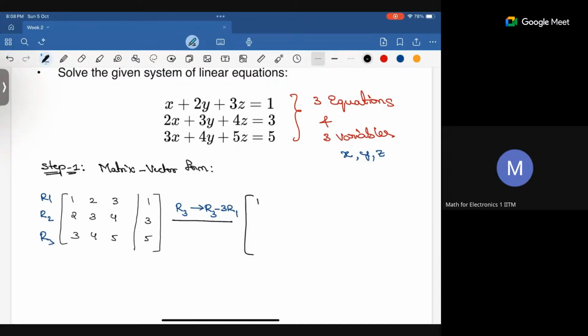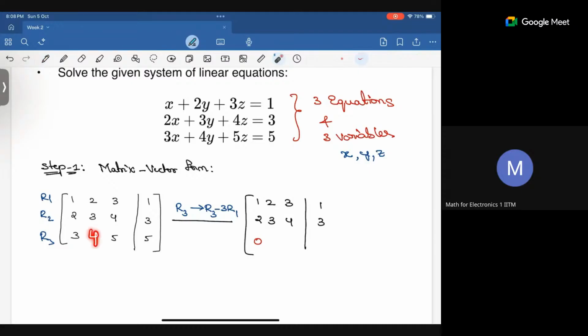So we are not changing row 1. Row 1 will stay as it is. We are not changing row 2 also. It will stay as it is. And row 3 will change. Row 3 will change to row 3 minus 3 times row 1. If I do that change, this will become 0 because 3 minus 3 times 1 will become 0.